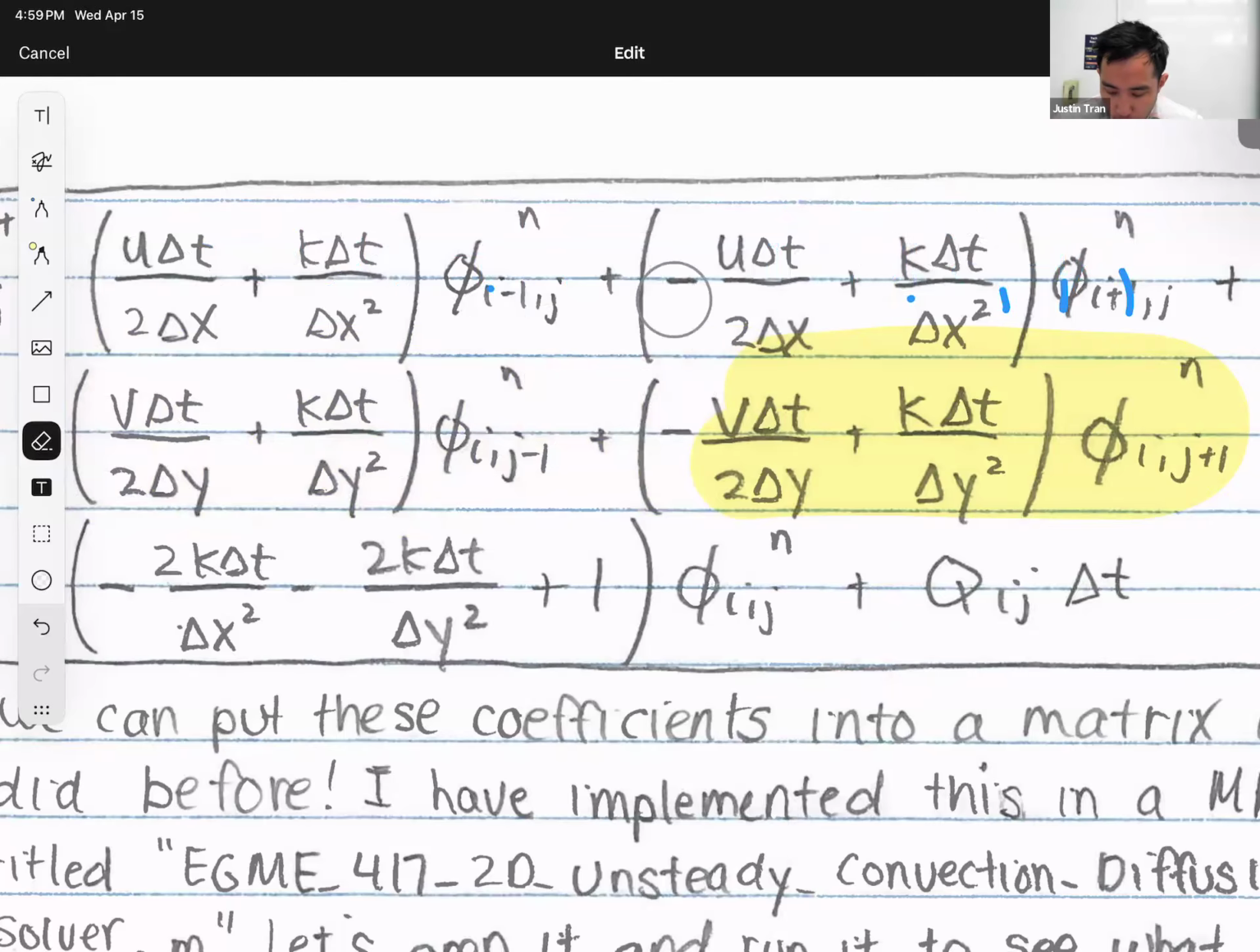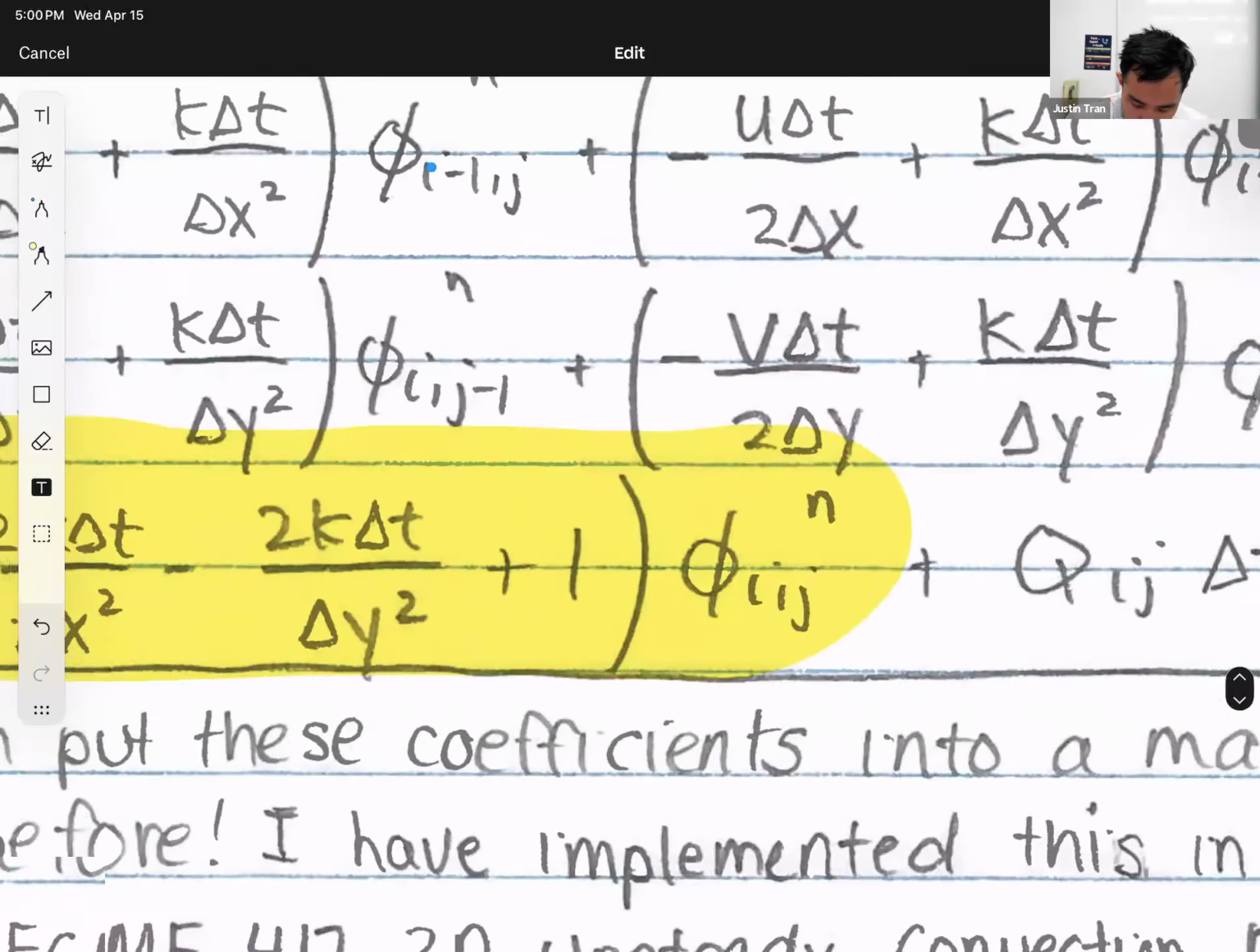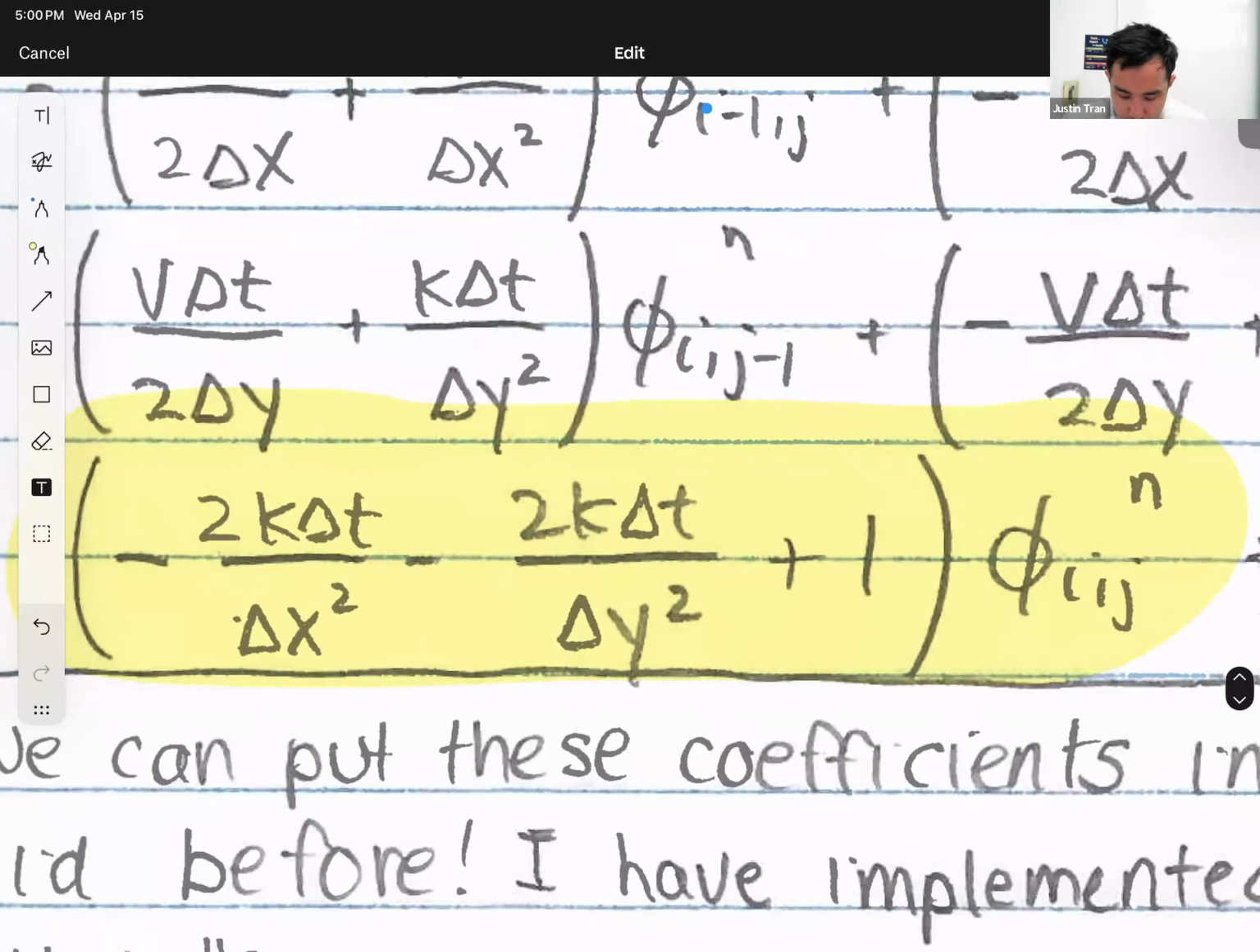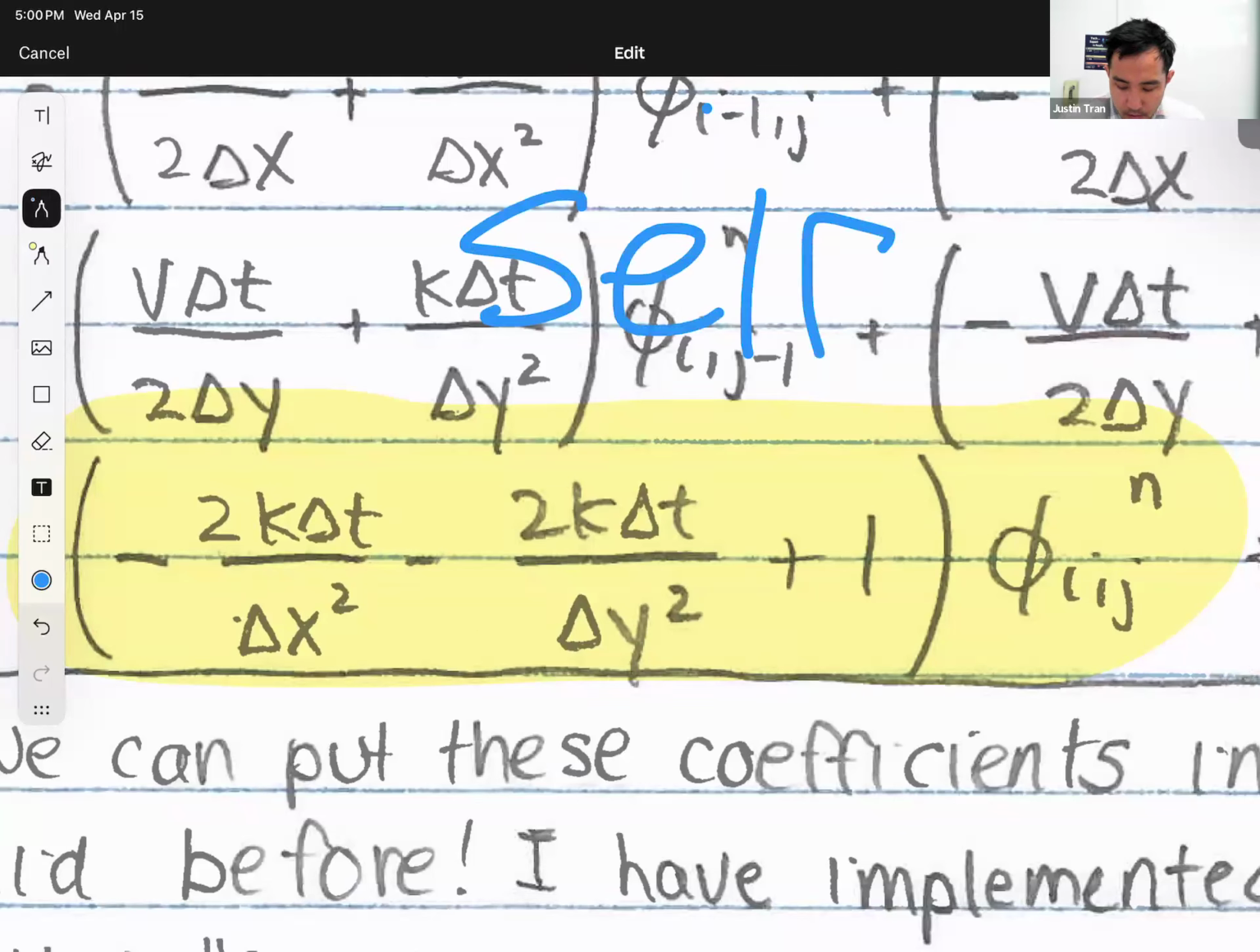We also have a coefficient for the center node as well. The center node coefficient is given by this expression right here. For the central node, we have a minus 2k delta t divided by delta x squared minus 2k delta t divided by delta y squared plus 1. So this is the coefficient for the center.